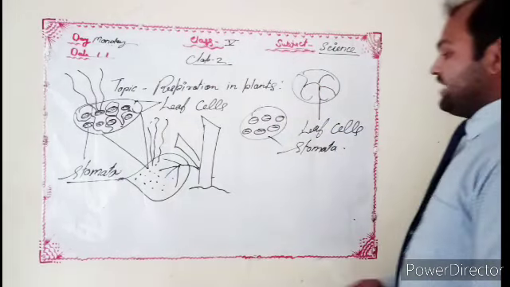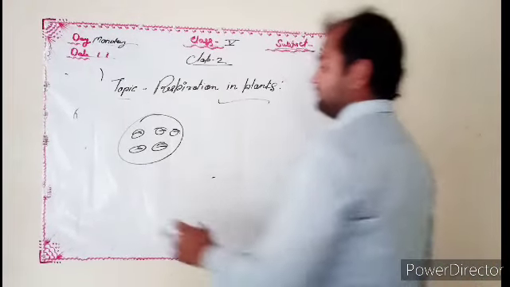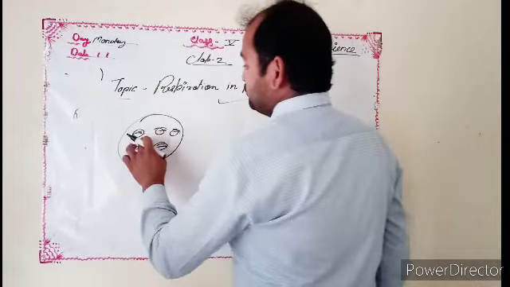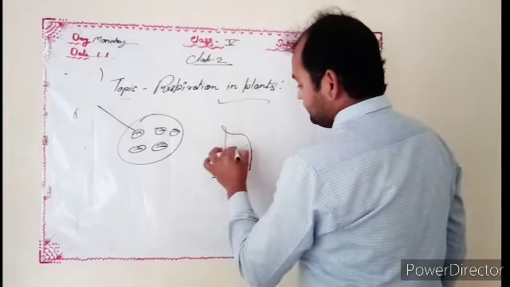The second thing I want to tell you is respiration in plants. Plants take in the air through stomata, as I showed you in the figure. The stomata are present on the surface of the leaf.